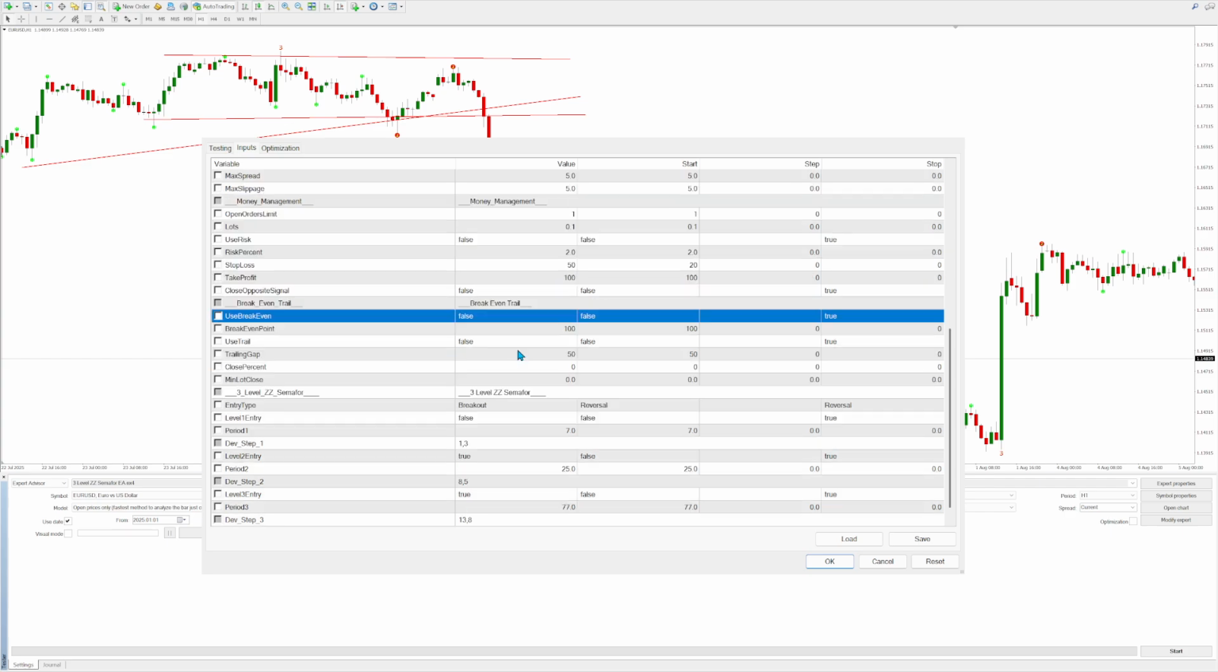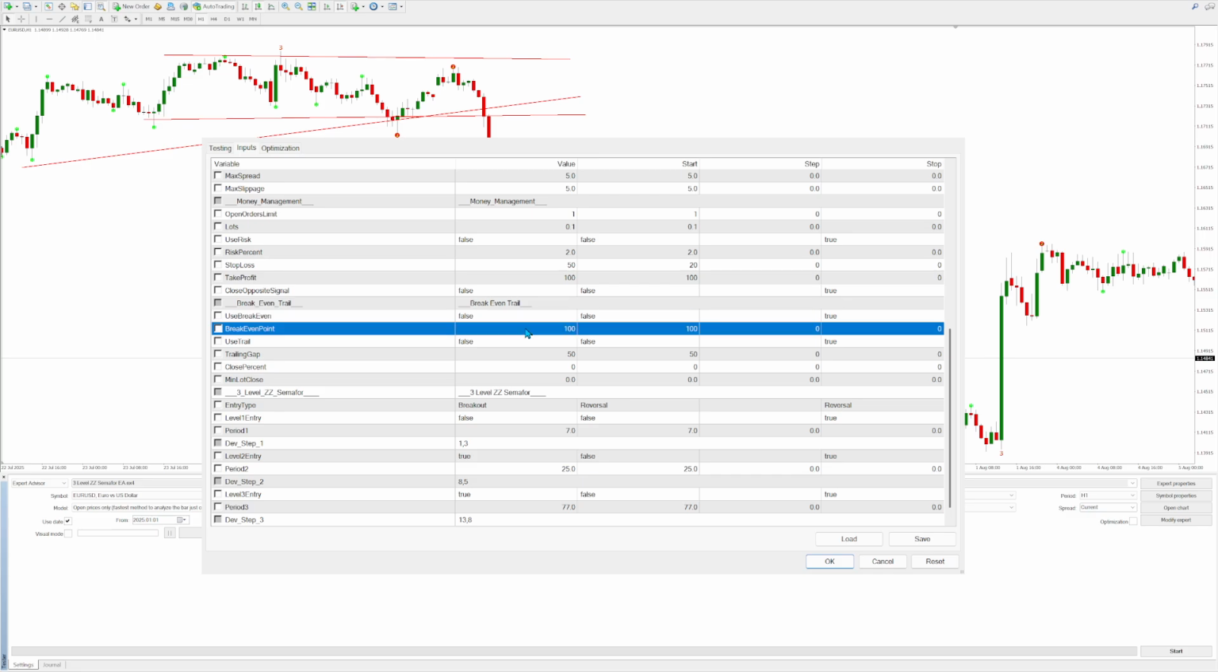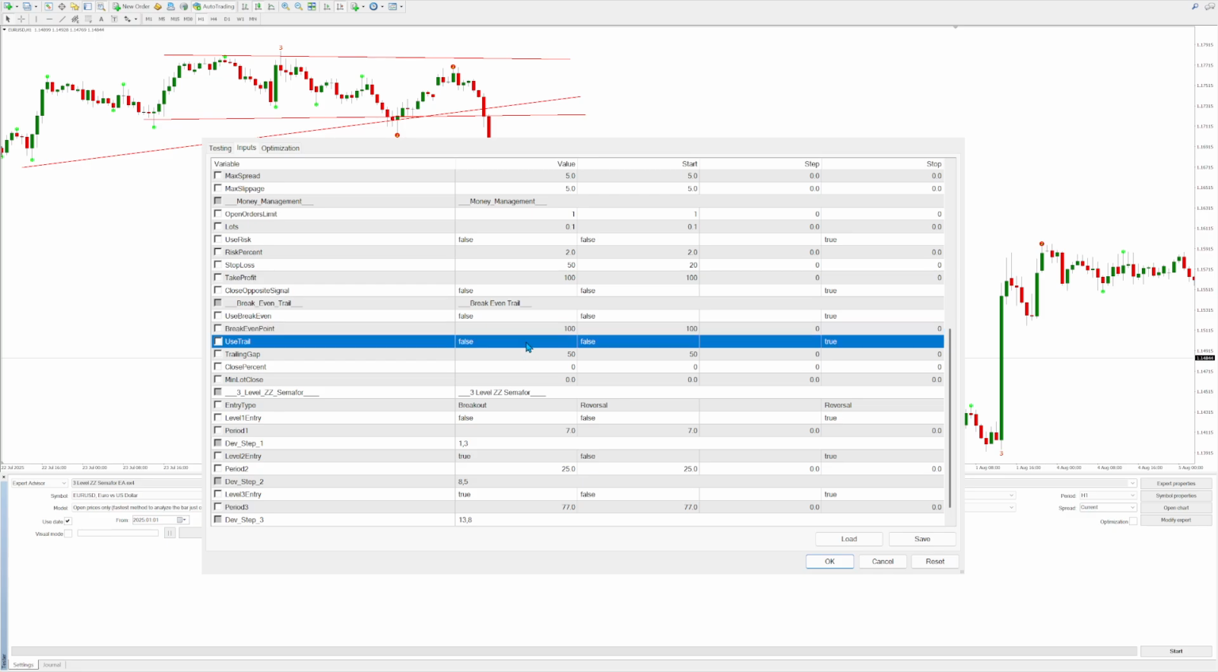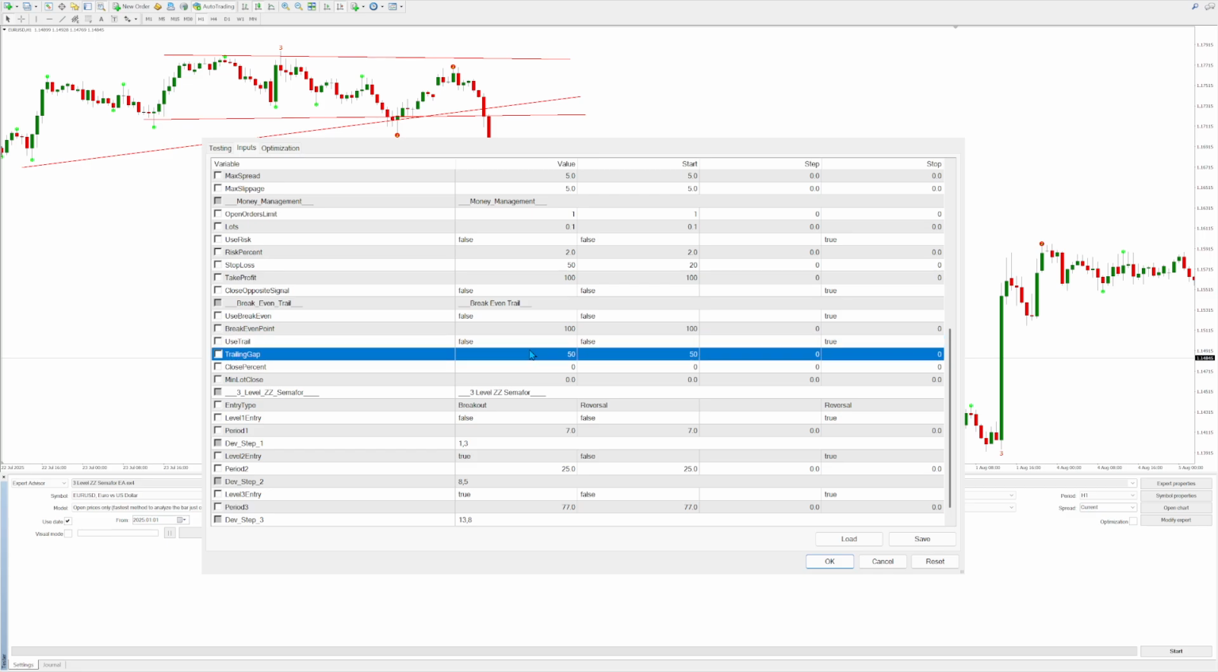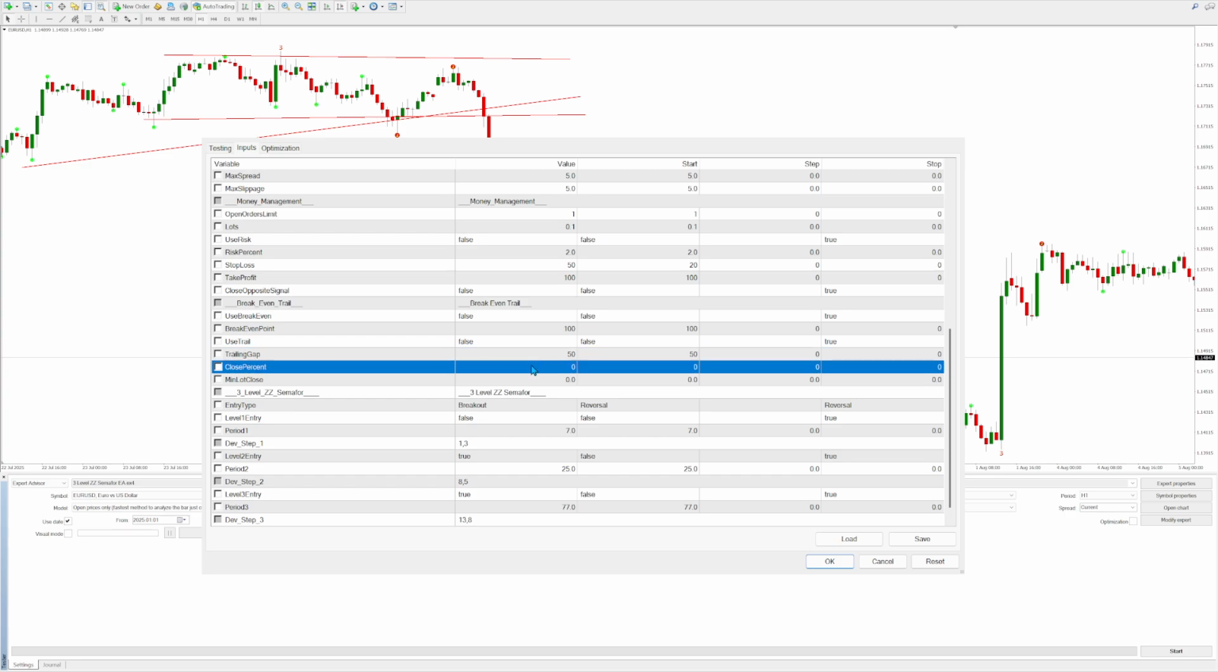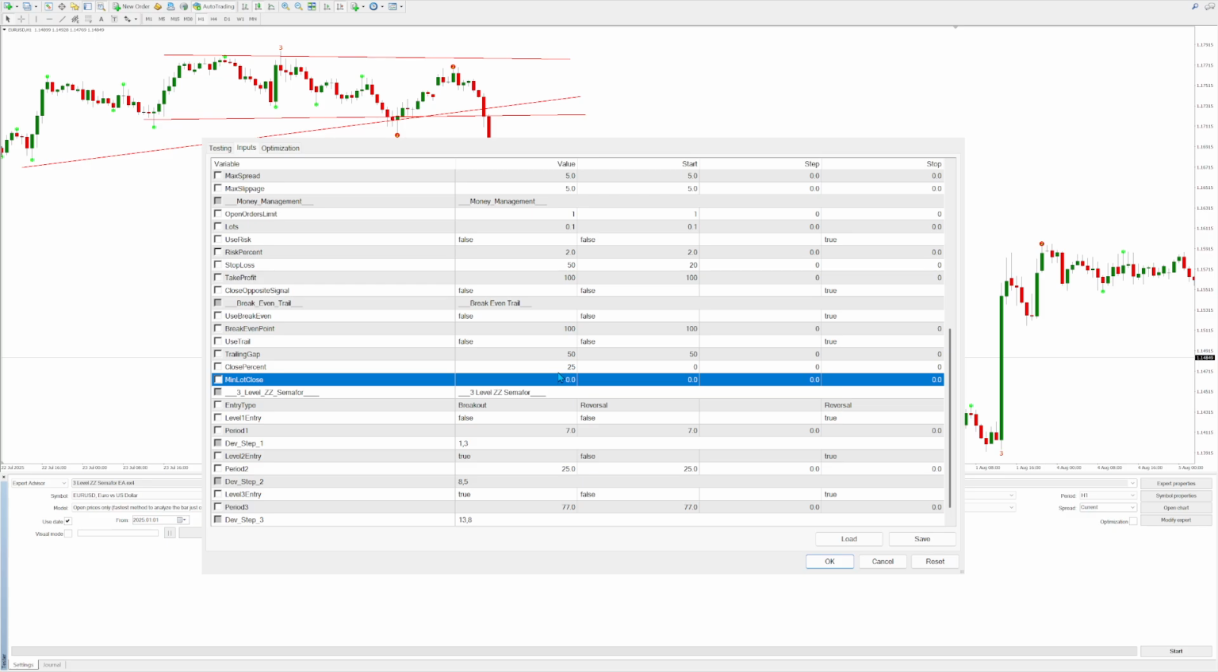Okay, and the EA does have a trailing stop and break even setting, which we're going to get onto now. So here, use break even, you can set to true or false. Break even point is the distance in pips when the break even starts. So basically when the stop loss would be moved to break even. If you have use trail set to true, the EA will move the trailing gap this distance in pips from the current price. Close percent, you can close a percentage of the order each time the trailing gap distance is reached. Perhaps you want to close, I don't know, 25% of it each time.